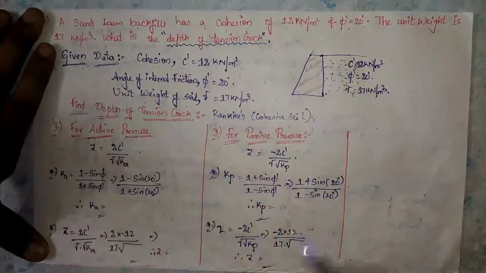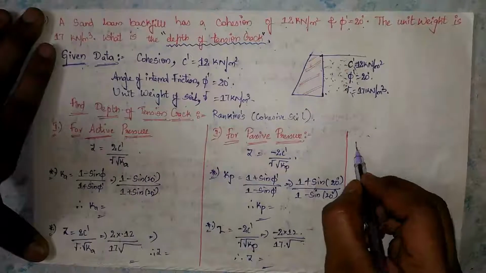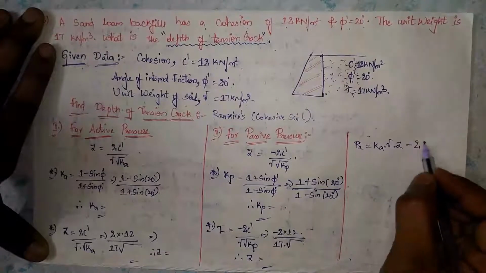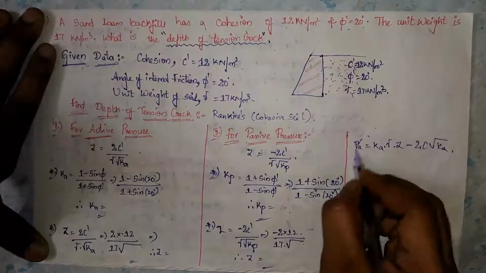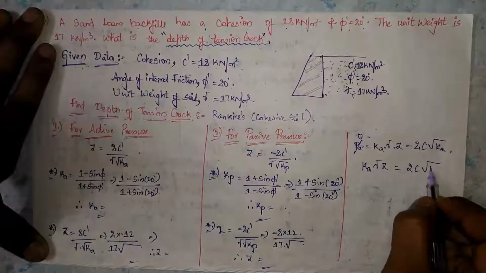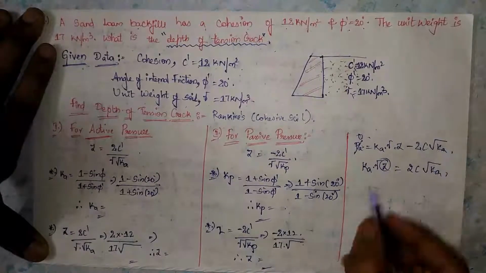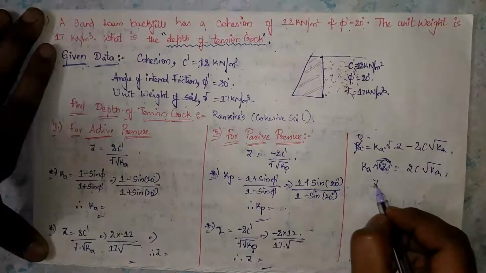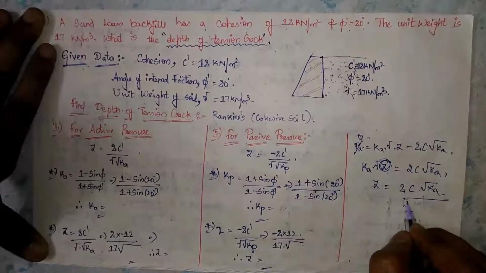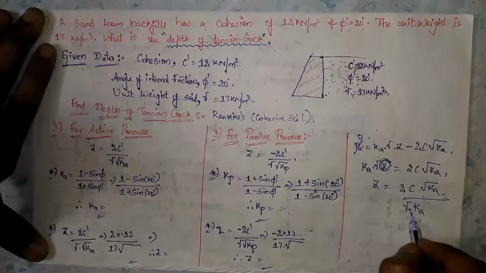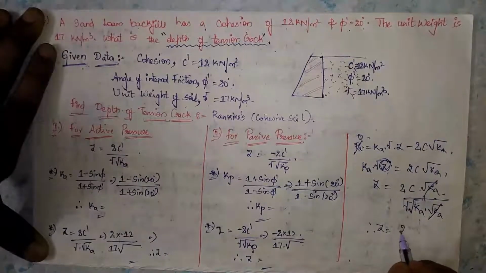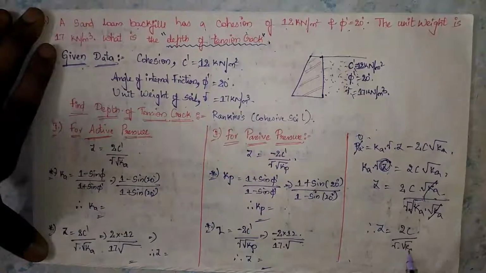So how the formula is obtained: let us take the formula where PA equals KA into rho into Z minus 2 into C into root KA. Here it becomes 0, then KA into rho into Z equals 2C root KA. Z means the depth of tension crack. So Z equals 2C root KA by rho into KA. For KA we can write root KA into root KA, which will be cancelled. Therefore the formula is Z equals 2C by rho into root KA. So this is the formula.